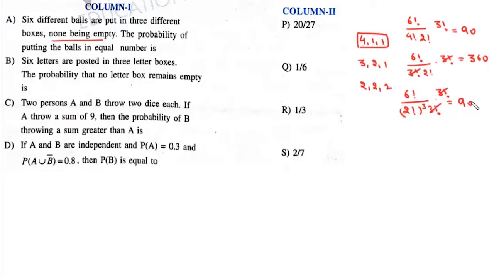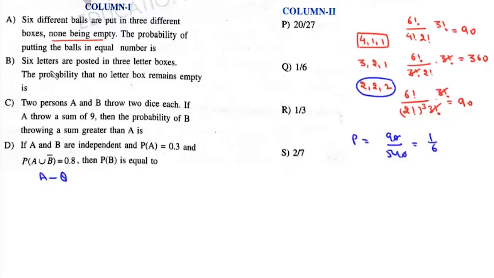Now we need to find the probability that the balls are put in equal numbers. So this required probability will be, this is the favorable case, 90 upon total. Now total will be 90 plus 90, 180, 180 plus 360, and that will be 540, which is 1 by 6. So this A matches with Q.